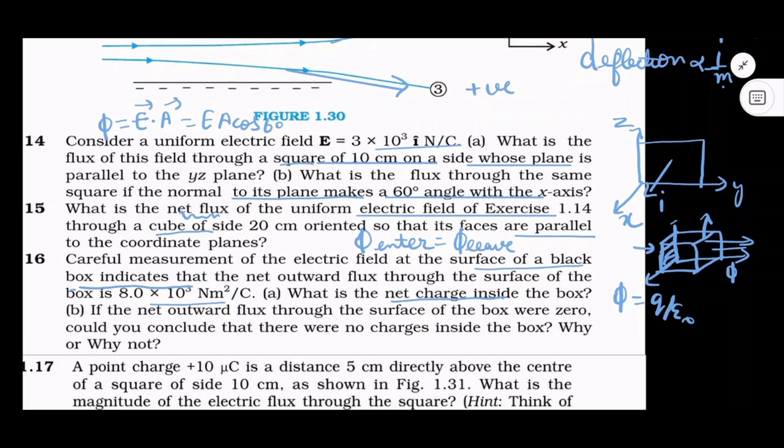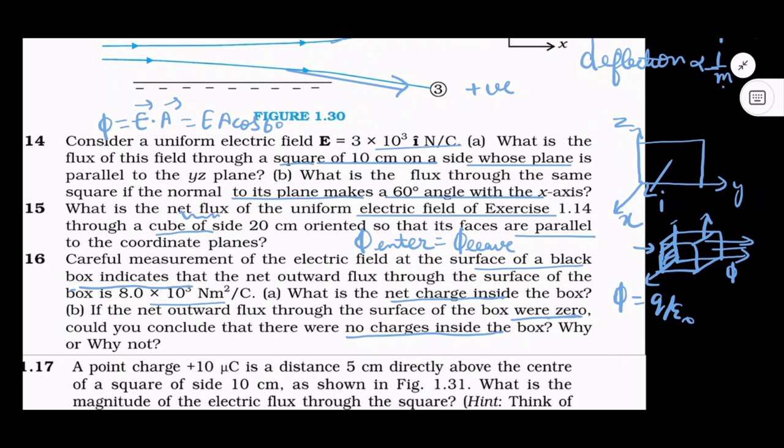Okay, so the next part is, if the net outward flux through the surface of the box were 0, could you conclude that there were no charges inside the box? Now they are saying that assume that the net flux, which is outward, is 0. So what can we say from that? Can we say that there are no charges? Because if there are no charges, then only flux will be 0.